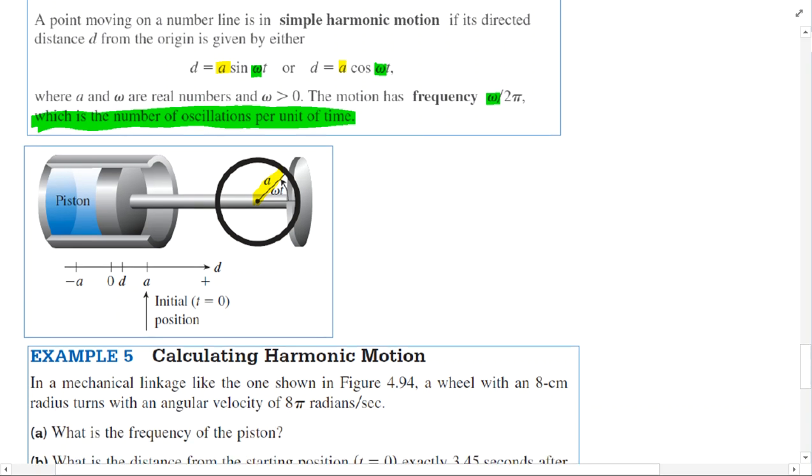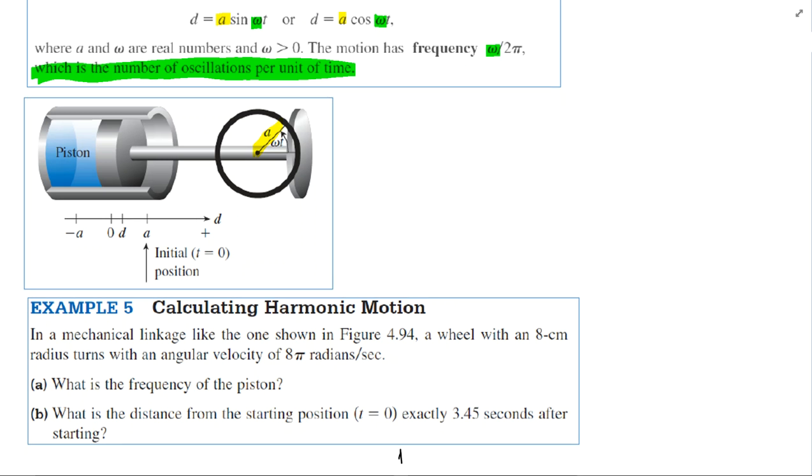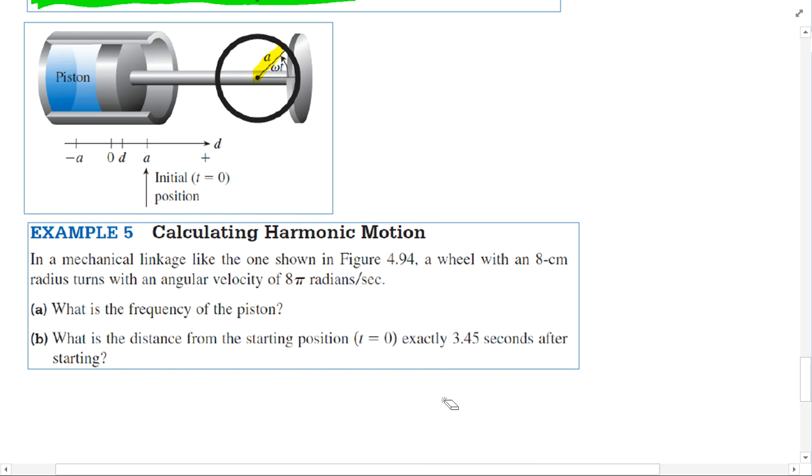Let's look at our problem here. In a mechanical linkage like the one shown in figure 4.94, which is the one that you see here, a wheel of 8 centimeter radius turns with an angular velocity of 8 pi radians per second.